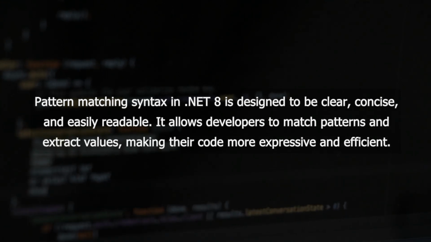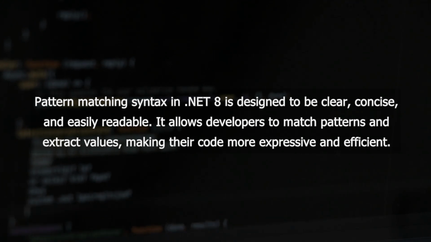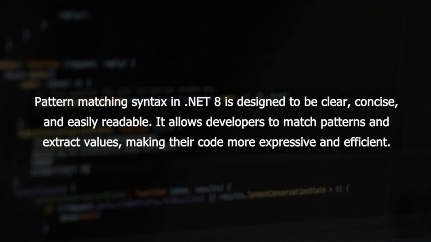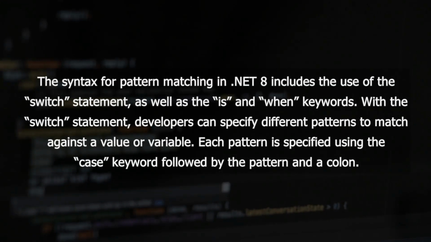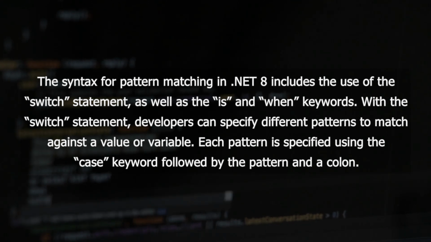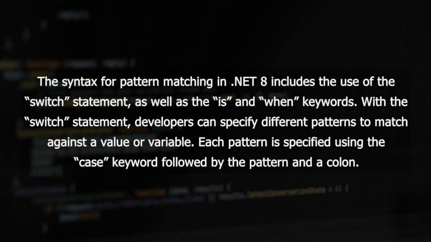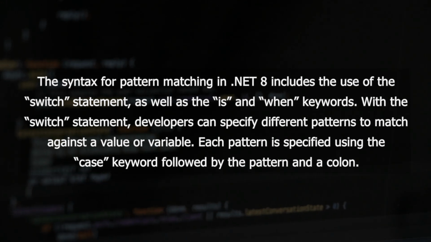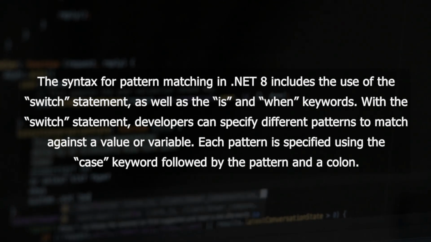Pattern matching syntax in .NET 8 is designed to be clear, concise, and easily readable. It allows developers to match patterns and extract values, making their code more expressive and efficient. The syntax for pattern matching in .NET 8 includes the use of the switch statement, as well as the is and when keywords. With the switch statement, developers can specify different patterns to match against a value or variable. Each pattern is specified using the case keyword followed by the pattern and a colon.